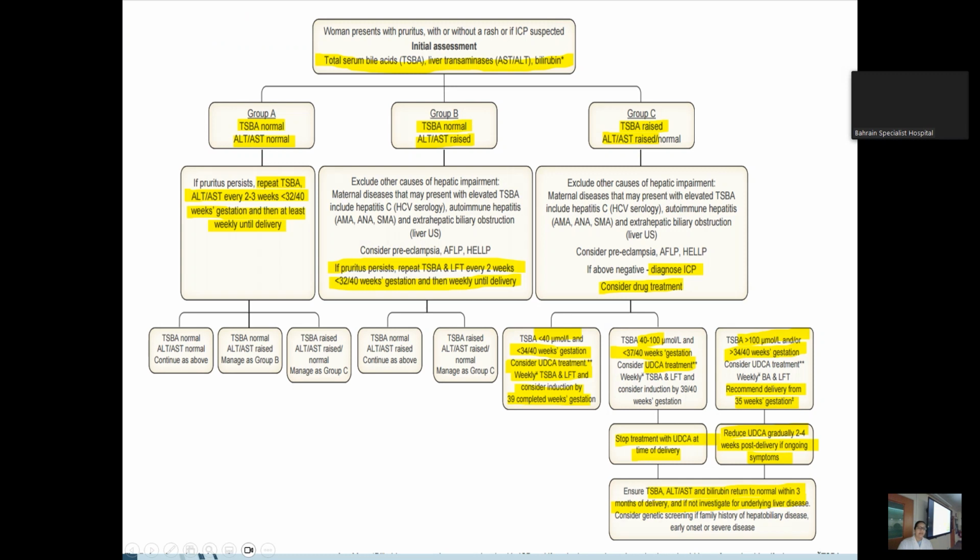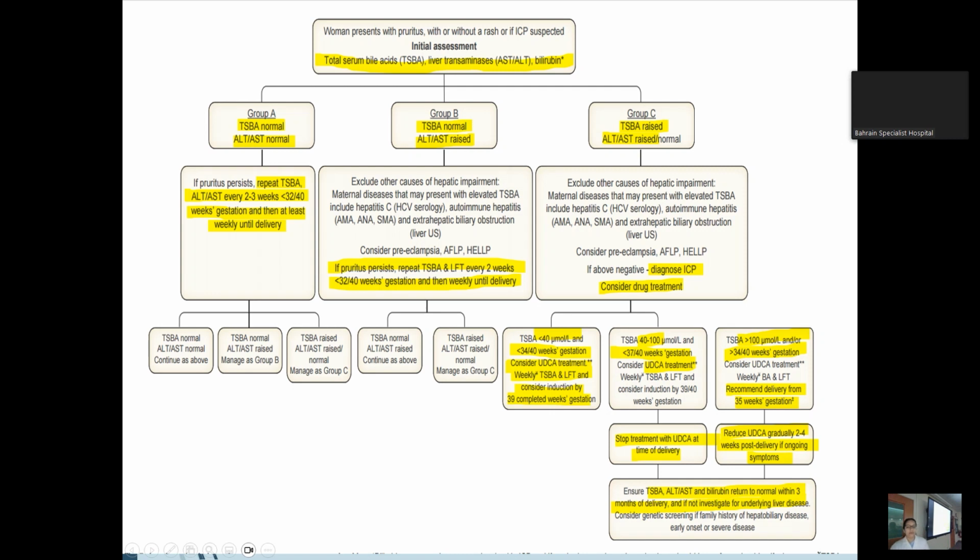We start with the investigation. In the initial investigation, we check the total bile acid level and transaminase levels. If both are normal, we put the patient in category 1. When both are normal, if the patient is less than 32 weeks of pregnancy, we keep repeating the investigation every 2 to 3 weeks, and after 32 weeks we repeat the investigation weekly till delivery. If they still lie in the normal range, we continue as above. But if they increase, we put the patient in category 2.